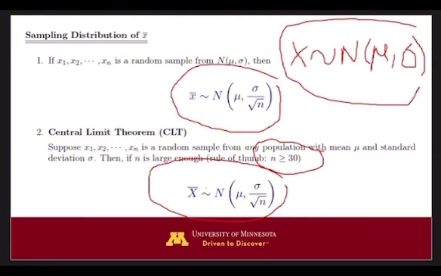But if the population distribution you are choosing from is not normal, I'm going to say that again. If the distribution you are choosing from is not normal, before the distribution of the statistic can be normal, you need to choose a large sample. And how large is large? It has to be at least 30. Does that make sense? Okay.